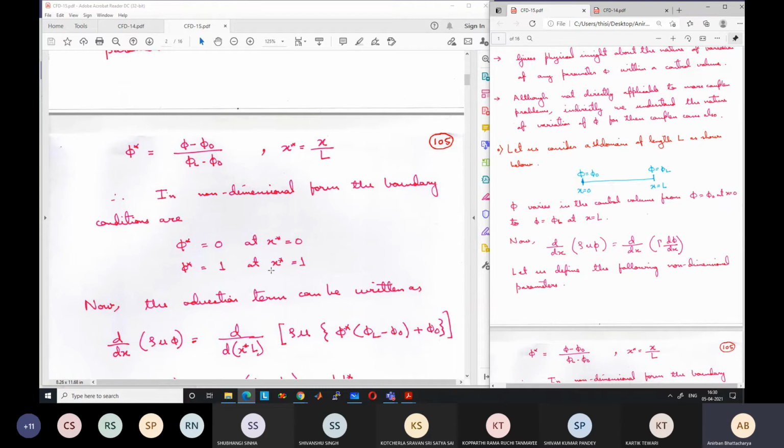And our domain goes from 0 to 1. Okay, non-dimensional domain goes from 0 to 1. And on one side of the domain the value is 0, and on the other side of the domain the value is 1. We want to find out the variation between this 0 and 1.